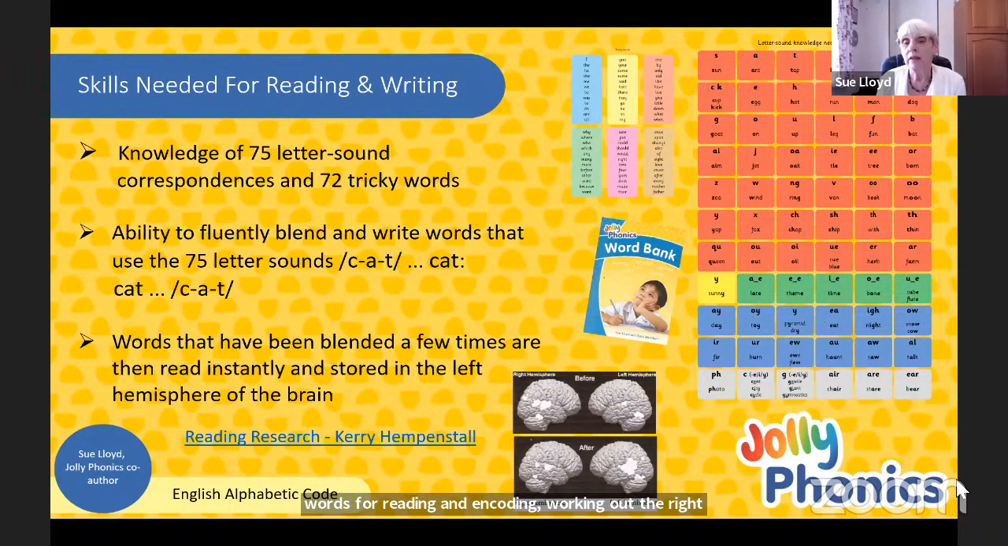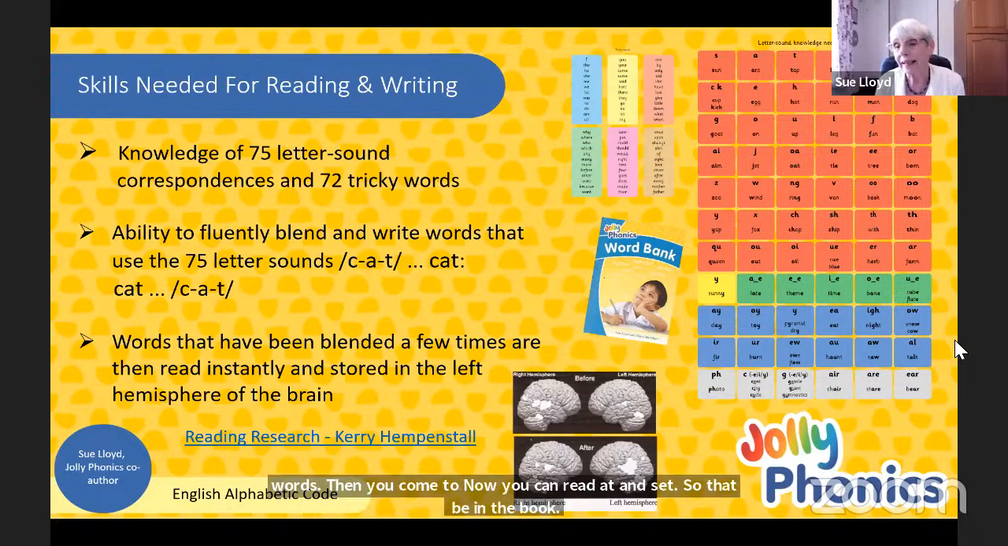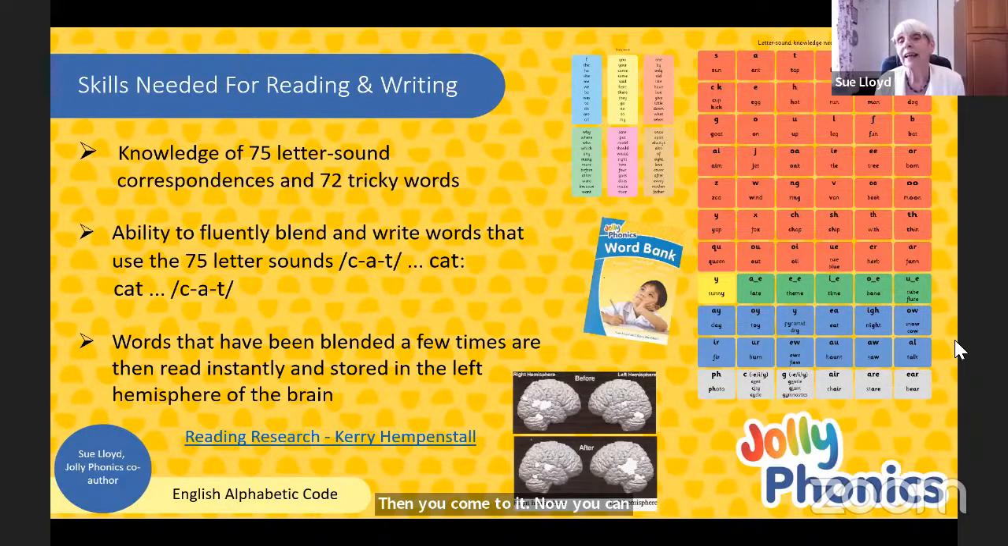So, this book in the middle, the word bank, is probably your most useful book, because in there we have written words that you can use as you teach each letter sound. You start off with s, no words, then a, no words. Then you come to t. Now you can read at and sat. So that would be in the book. Then you come to i. Now you can read sit and it and its. And then as you do another letter sound, more words become available, and it builds up and it builds up.